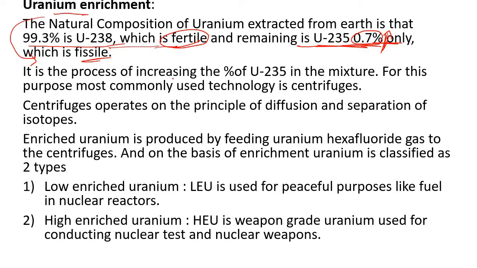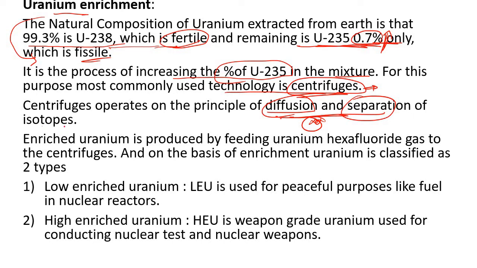So we will see what uranium enrichment is. It is the process of increasing the percentage of uranium-235 in the mixture. For this purpose, they mostly use the technology of centrifuge. We will see what a centrifuge is and how they make it. Okay, we will read this one. And the centrifuge operates on the principle of diffusion and separation of isotopes. So remember this one also.